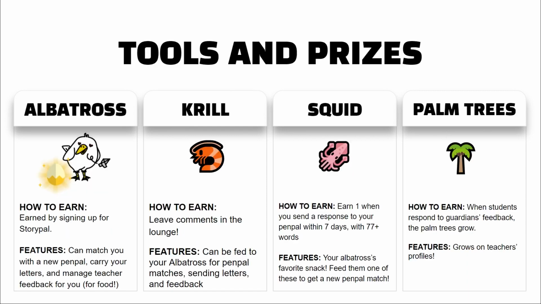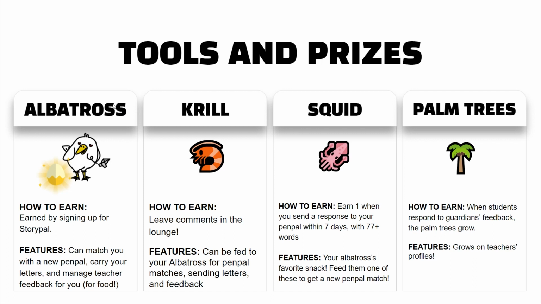Next, we have tools and prizes. So we have 4 different kinds of pieces of utility here. First is your buddy, your Albatross. You will earn an Albatross by signing up for Storypal. Your Albatross is like a pet. You'll be able to give it a name, and you're going to have to take care of it and things like that. And in return, the Albatross will do stuff for you. For example, your Albatross can match you with a new pen pal. Your Albatross can carry your letters and even manage your teacher feedback for you for a price.